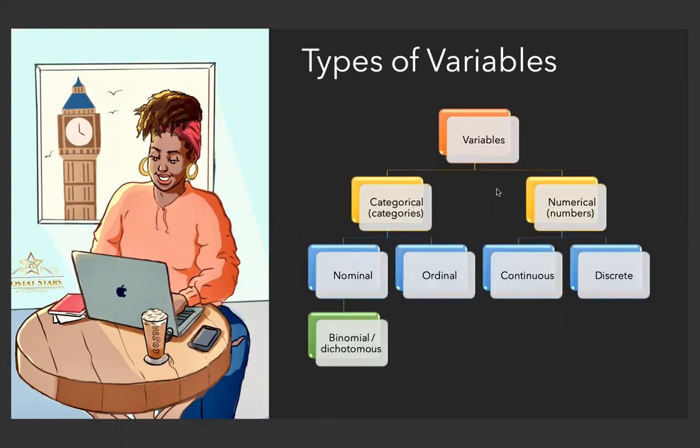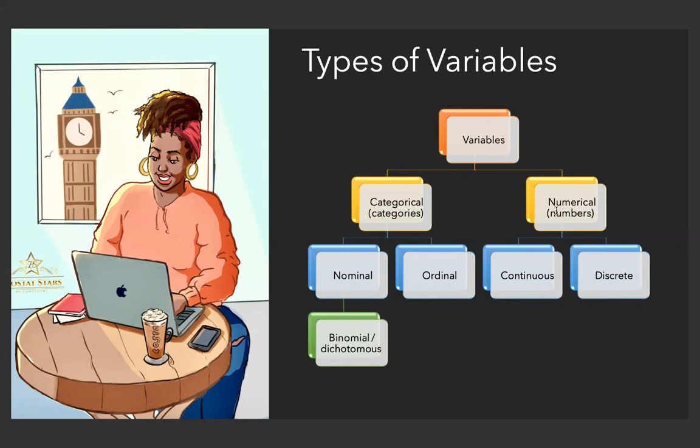Now we're just going to quickly talk about variables some more. So now that we know what variables are, these characteristics that we measure, we need to know that there are two types of variables. Whenever you're doing research and you need to measure variables, there are two types you could measure. The first one is called a categorical variable, and the second type is called a numerical variable.